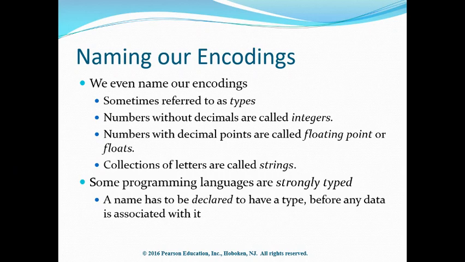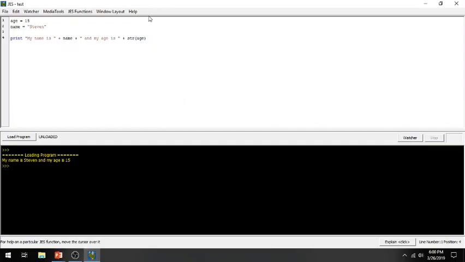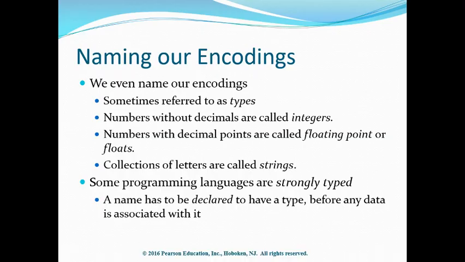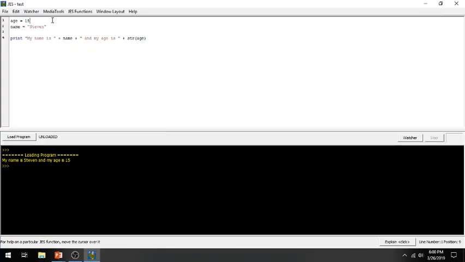So let's go back to here. Naming our encodings is important too. Sometimes we refer to these encodings as types. Numbers without decimals are called integers, and that's what we just went over right here. So this 15 is actually an integer. Numbers with decimal points are called floating points or floats. So if I did this, that's a floating point, because there's a decimal.